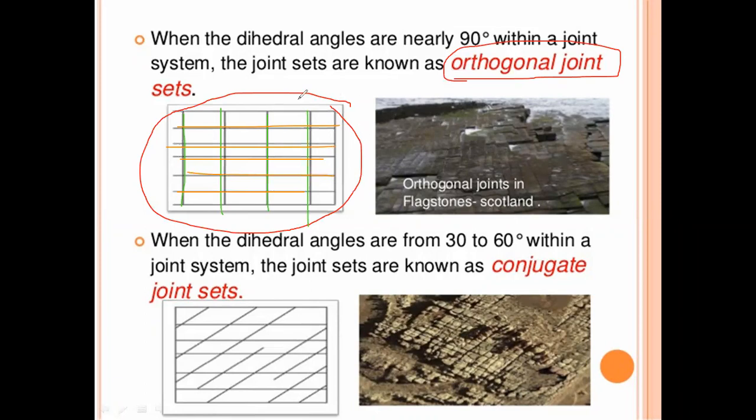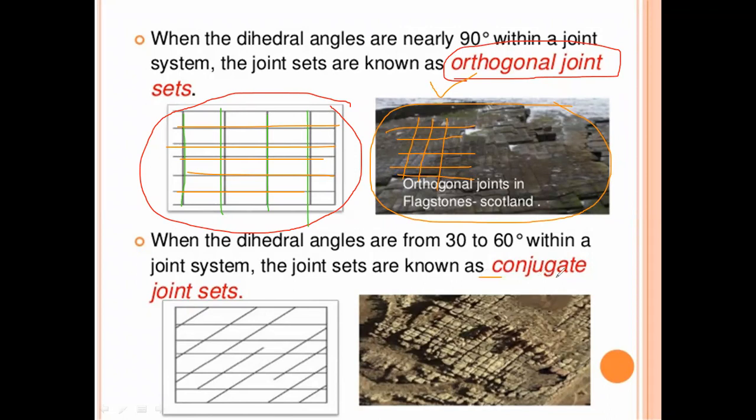That's why the rock is converted into rectangular blocks. So here you can see the rock block from the top surface. The block is converted into such a rectangular block. Such a type of joints are considered as orthogonal joints.